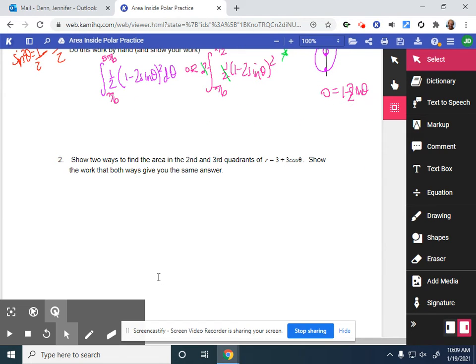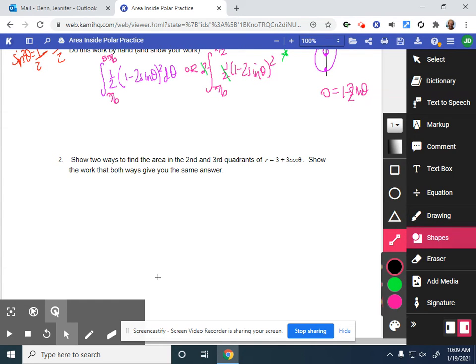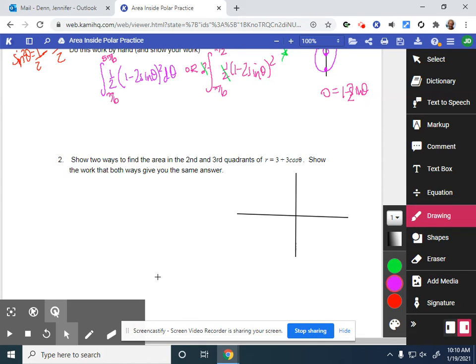And let's look at this one. Show 2 ways to find the area in the second and third quadrant of this. So let's graph it. Let's draw it. So when I'm at 0, I'm at 6. When I'm at pi over 2, I'm at 3. When I'm at pi, I'm at 0. When I'm at 3 pi over 2, I'm at 3. So my graph goes like this.